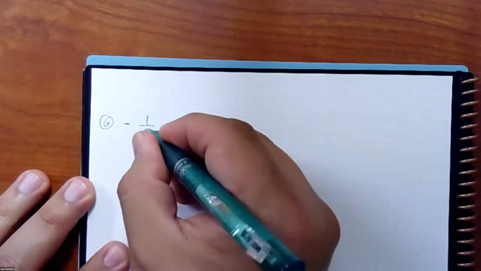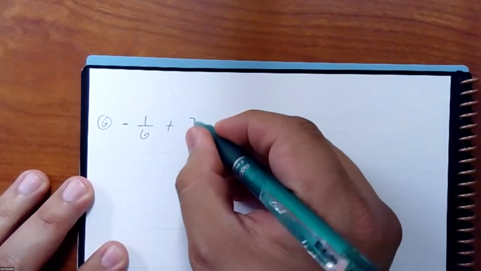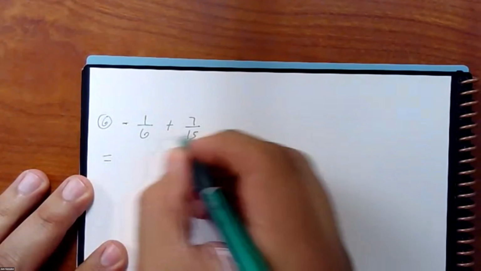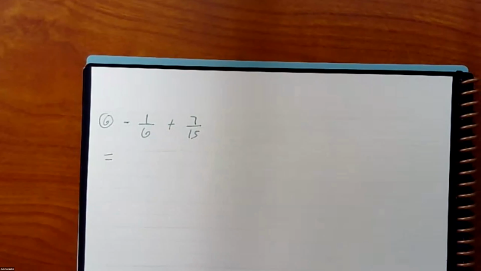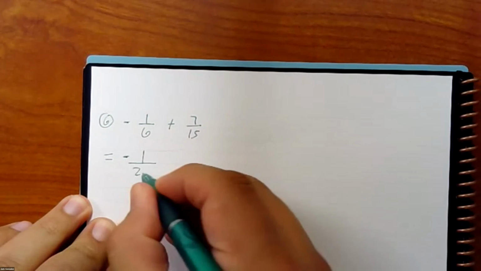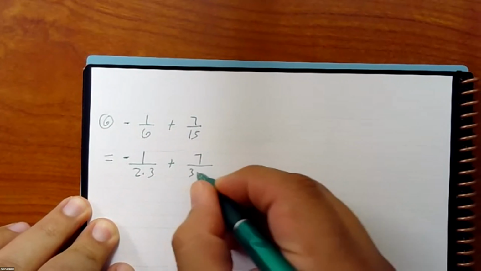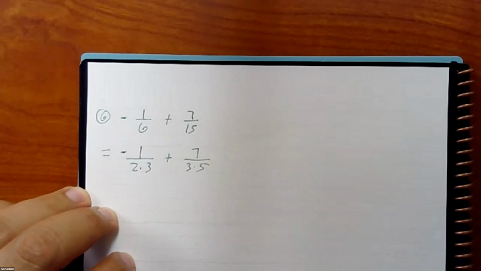So what I recommend is to break down the denominators into primes. That way we can see, okay, how do I make them the same? What are they missing? And when you make them the same, it will be 30. 2 times 3 is the prime factors of 6. 3 times 5 is the prime factors of 15, correct?